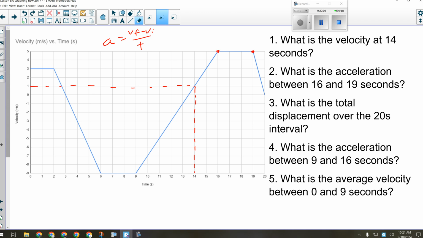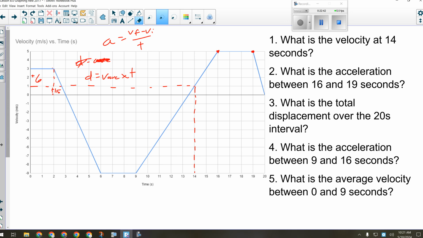Number 3, what's the total displacement over the 20-second interval? Well, we've got a lot of shapes here. What we're doing is displacement equals average velocity times time. For this first part, the average velocity is 3, the base is 2, that's 6. For this part here, it's accelerating from 3 to 0, so the average velocity is 1.5 times 1 is 1.5. I'm just doing the height over 2 and then multiplying by the base. Everybody okay with that? Height over 2 is the average velocity, the base is time.